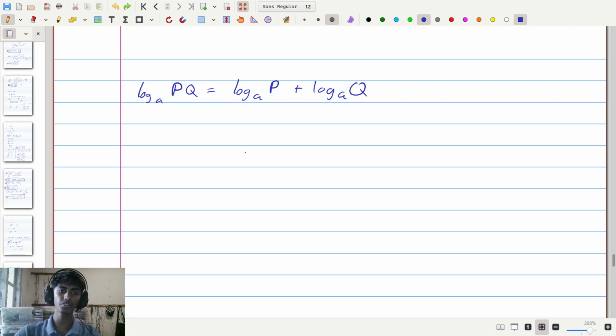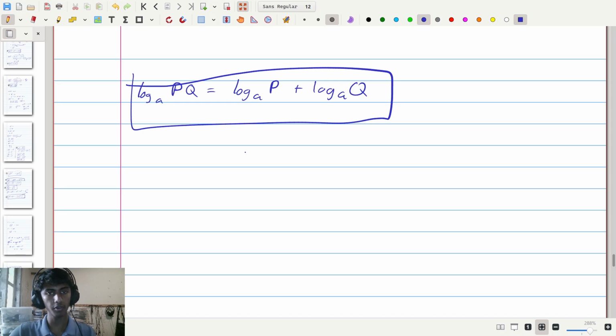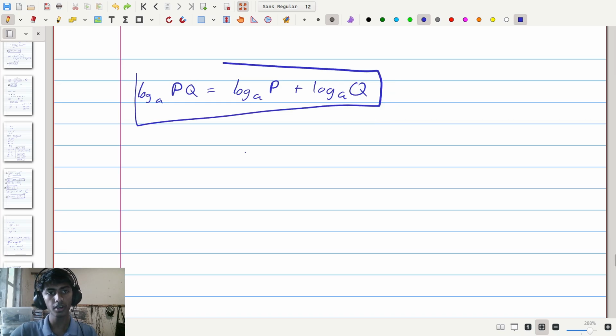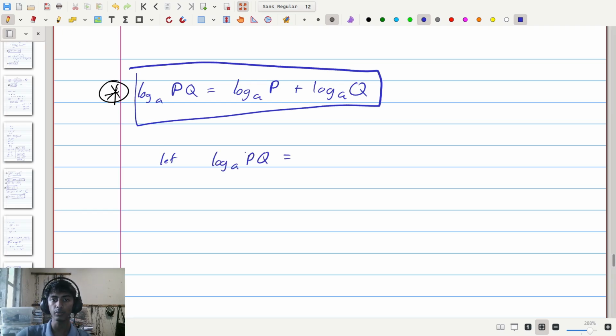So we can prove this. I'll write it in a box as a known thing, but we'll prove it as well. Let's say, let logarithm base a of pq be equal to n. What does this imply?